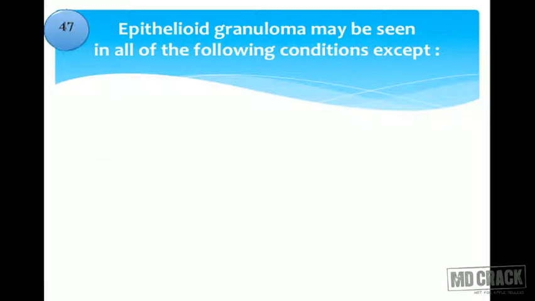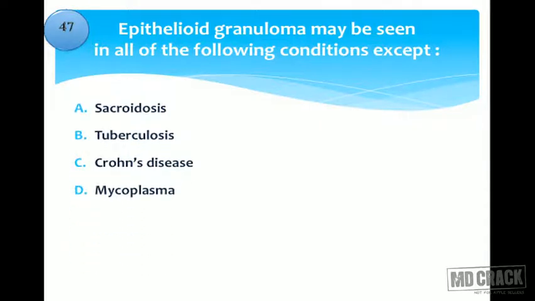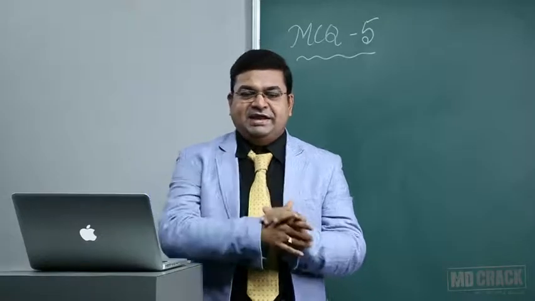Next question, again on granulomatous inflammation. Epithelioid granuloma may be seen in all the following conditions except: sarcoidosis, tuberculosis, Crohn's disease, mycoplasma. So which is not the granulomatous condition? The answer is, my friends, go back again to granulomatous inflammation.